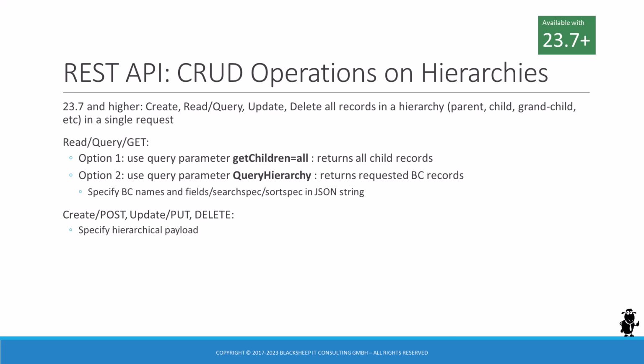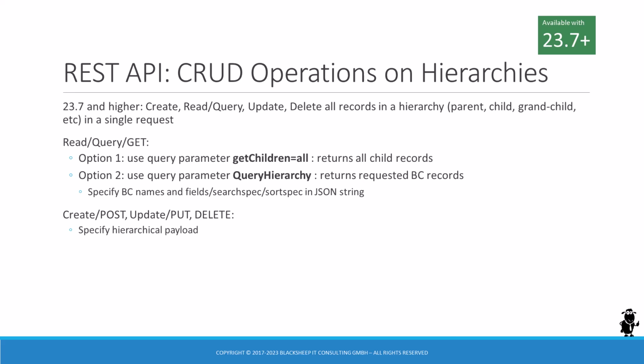There's another new query parameter available, namely queryHierarchy. Its value is a JSON string that defines the list of business components, their fields, and optional search and sort specification. This allows for a finer grain when querying hierarchical data, as integrators can specify exactly what they need, instead of having to retrieve and parse all children.